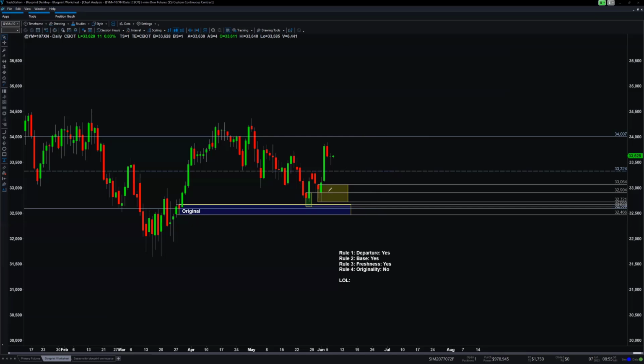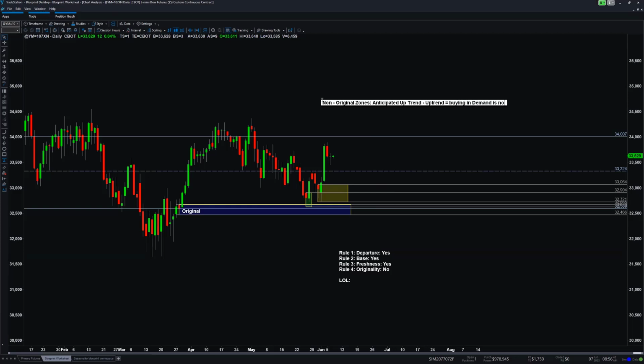Okay, so for as long as you're predicting price to move within an uptrend, so anticipated uptrend or uptrend, not an issue. Buying in demand is not an issue. Let's call this non-original demand zones.